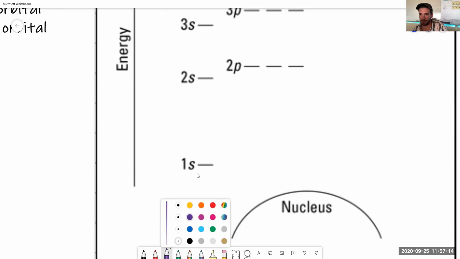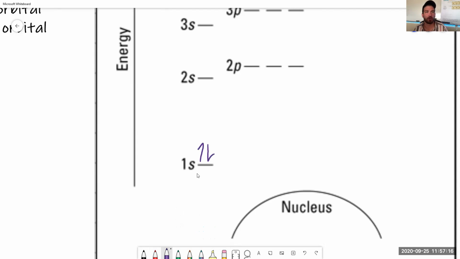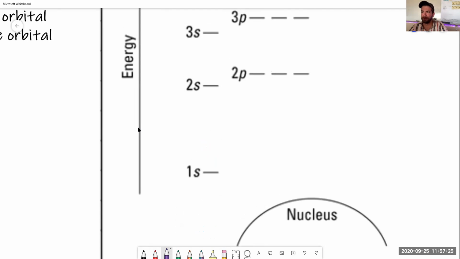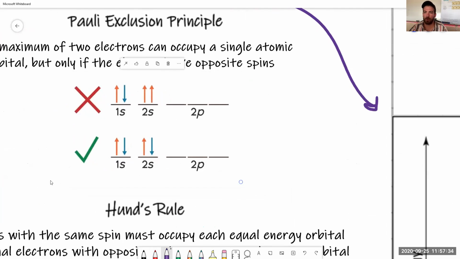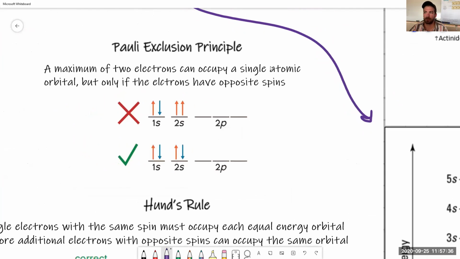So what does that look like? It looks like one going up, one going down, right? I'm sorry, you can have up, down. You cannot have up, up, or down, down. That's not possible because of that Pauli exclusion principle stating that you can have only a maximum of 2 electrons in a single atomic orbital. So that is improper. Up, up can't work. Up, down, up, down. We're going to talk more about how they fill, right?